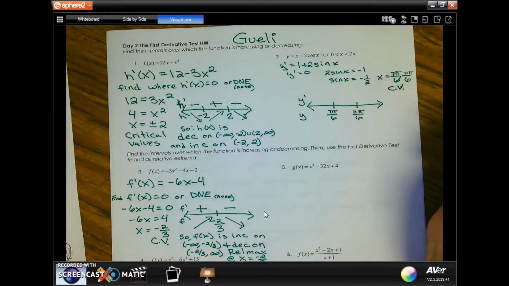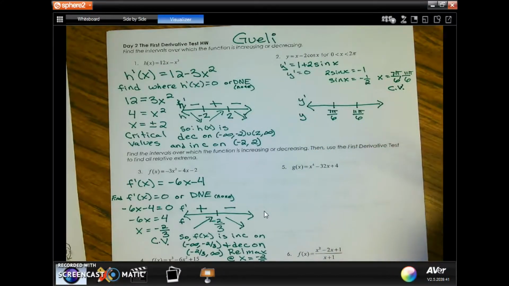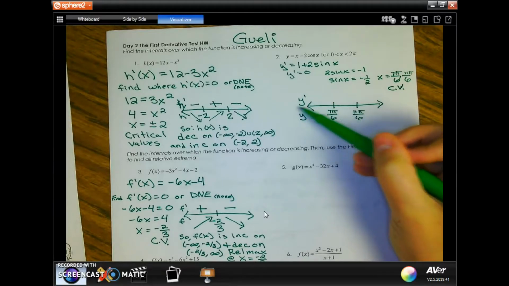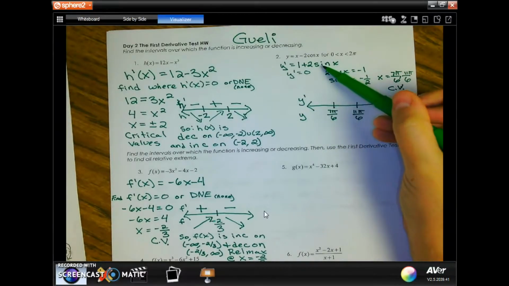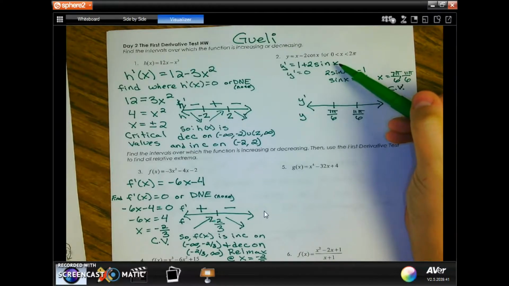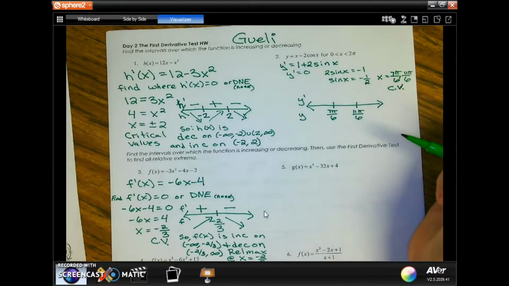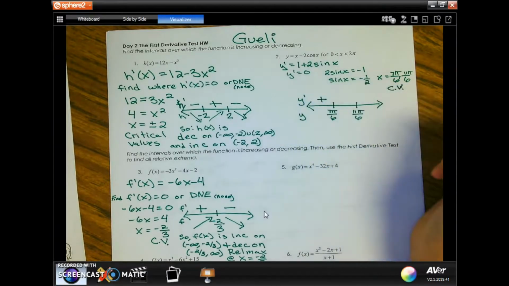So I put those on there, and then I plug in a number to the left of 7 pi over 6. You could choose pi maybe. If you plug pi into the derivative, since you're asking for information about the derivative, the sine of pi is going to be 0, so that times 2 is still 0, and then I get a 1. What I really care about is not so much that it's the number 1, but that it's positive, so I mark a positive up here.